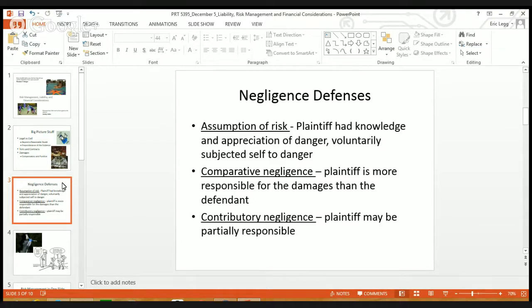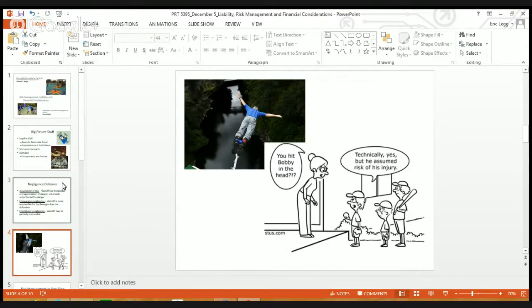The other is comparative negligence, and how valuable this is really depends on the state. But this says the plaintiff is more responsible for the damages than the defendant. Yeah, the defendant did something wrong, but really it was because the plaintiff was being an idiot that caused the damages. And then contributory negligence, again, depends on the state, but this is basically partitioning out the blame or the fault. So the plaintiff may be partially responsible. Here's a slide about assumption of risks. It says you hit Bobby in the head. Yes, but he assumed the risk of injury. That's often a defense in parks and recreation liability cases, that the plaintiff knew the risk.